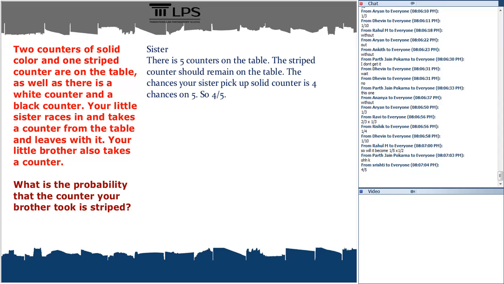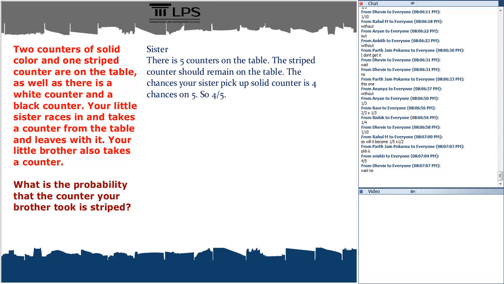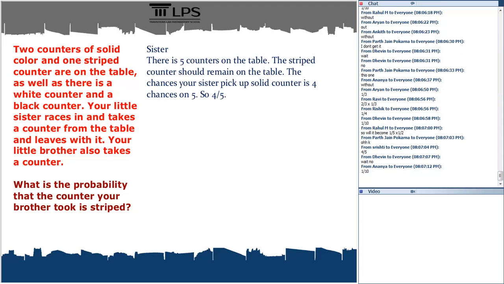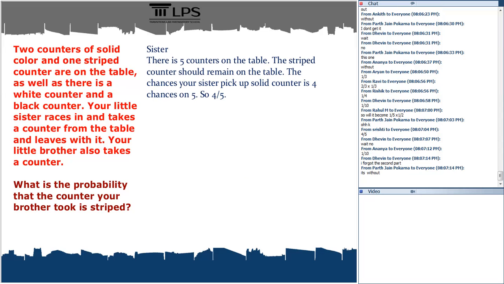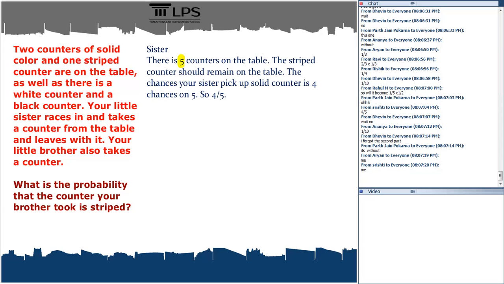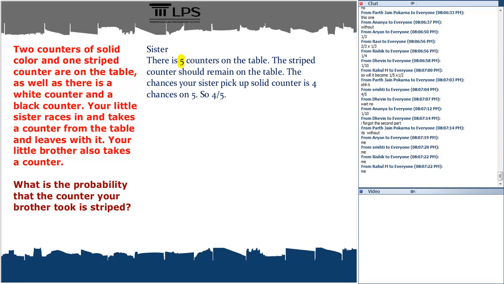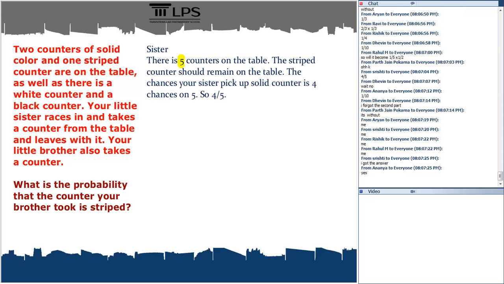Okay, I have put up a part of the question, a part of the solution. This is from the sister's perspective who comes in first. There are 5 counters on the table. How many of you have counted 5 counters? Yes, Parth, you are right, it is without replacement. Great, very good.